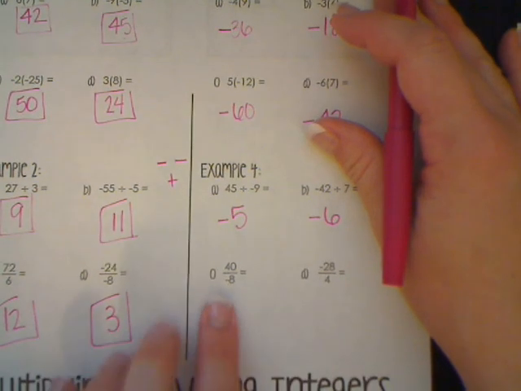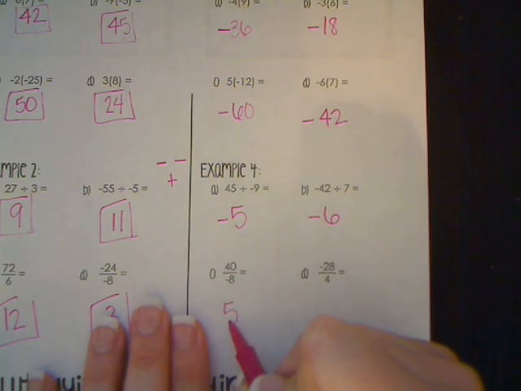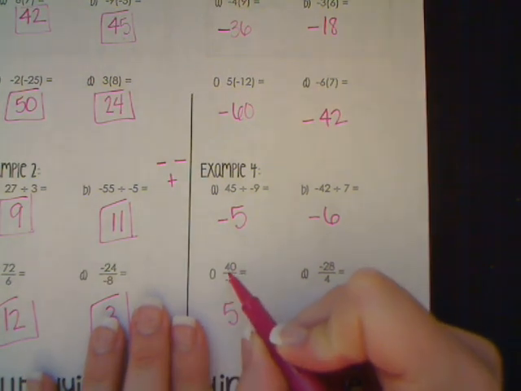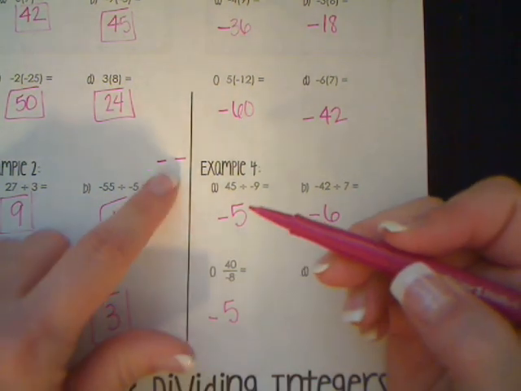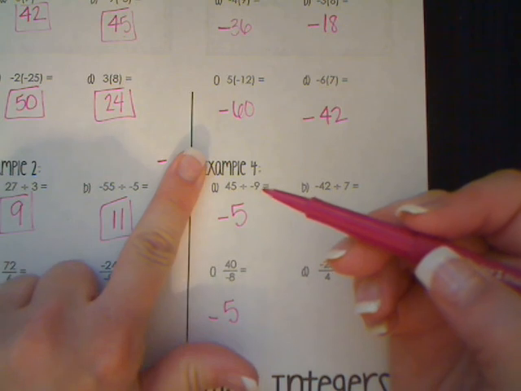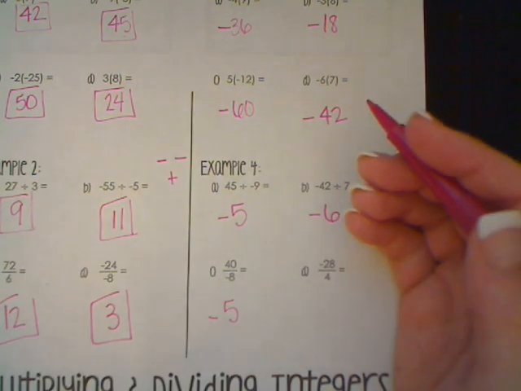Let's look at C. 40 divided by negative 8. Well, I know 40 divided by 8 is 5. And a positive divided by a negative, different signs, so it's a negative 5. Again, a positive divided by a negative, covered up on my sleeping man. I'm left with a negative, so my answer is negative.